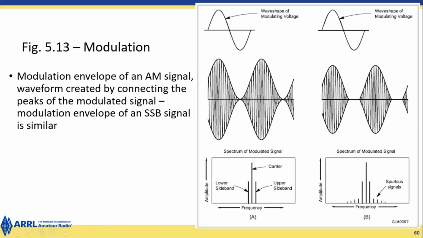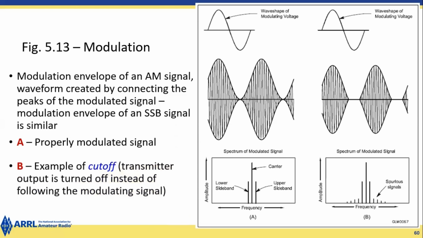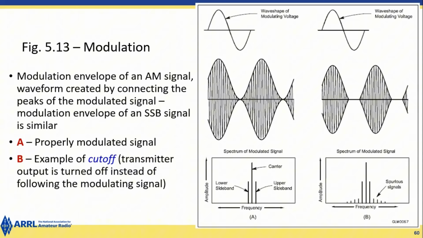So A is a poorly modulated signal. Whoops, over there. Let's see if we get this. A is a properly modulated signal. B is an example of a cutoff. Transmitter output is turned off instead of following the modulated signal, so it sounds choppy, sounds distorted.